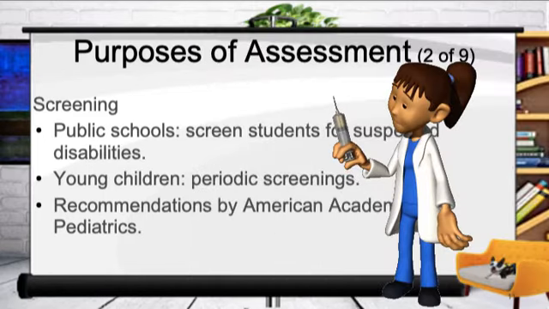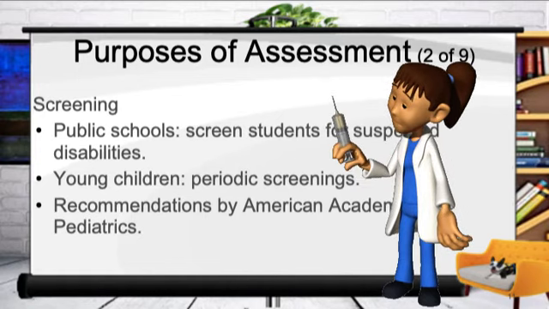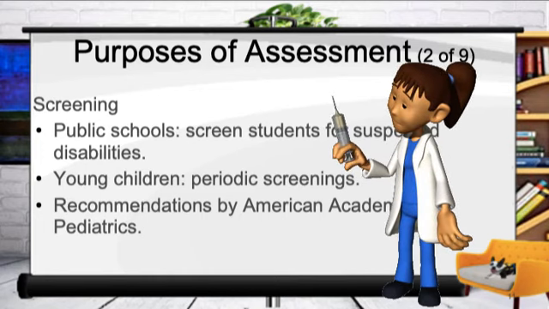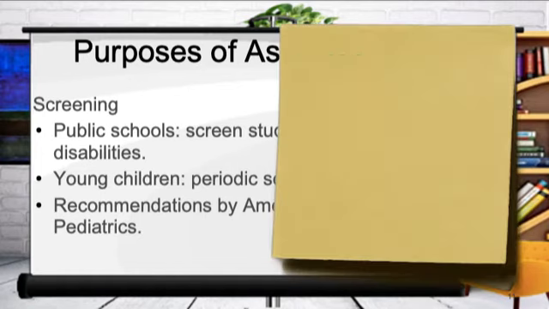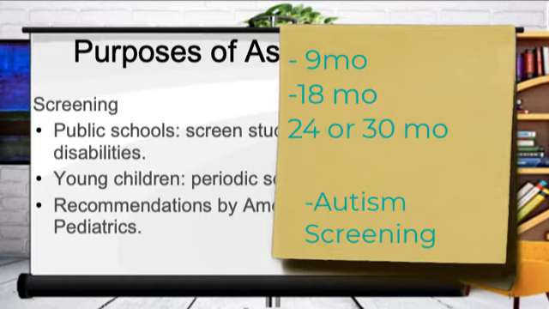Now, medical professionals also conduct some screenings to determine how children are developing, and young children have to go through periodic screenings with their well child visits. These are usually pretty brief, and the parents just complete questionnaires. The American Academy of Pediatrics recommends that children are screened at 9 months, 18 months, and either 24 or 30 months. Now, you should note that autism-specific screenings have been added to the list of recommended screening tools.